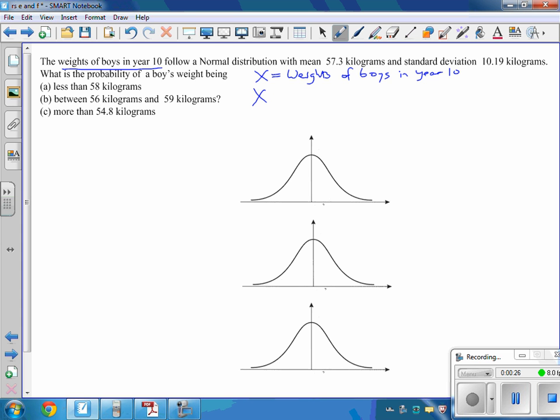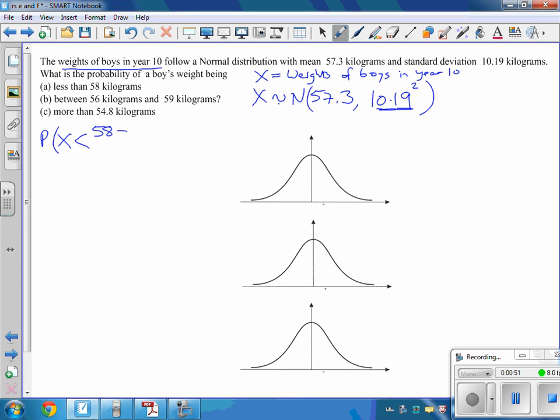And then we say, well, they are normally distributed. This little squiggle, normally distributed with a mean of 57.3 and a standard deviation of 10.19. Remember, in this little sentence here, you write 10.19 squared because this value here is quoted as the variance. And the question says, what's the probability that a boy is less than 58 kilograms?